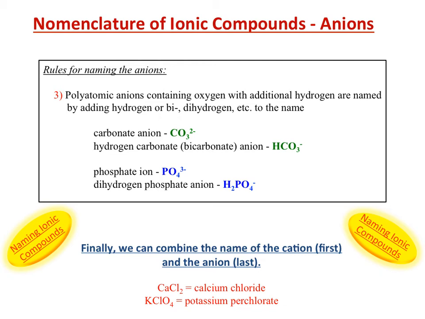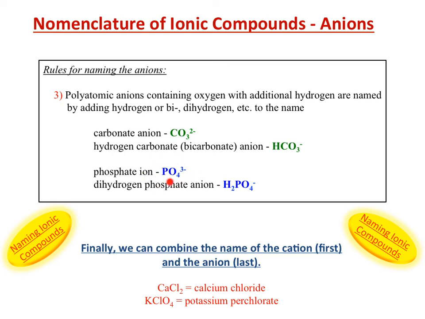Lastly, we have the polyatomic anions that contain oxygen, but they also have additional hydrogens. And we name these by adding the word either hydrogen or we add bi, for a single hydrogen. We then have dihydrogen for 2, trihydrogen, and so forth. So in this case, we have the carbonate anion. And if we add just a single hydrogen to that, where we get HCO3-, for every hydrogen we add, we remove one negative charge, we would now name this as hydrogen carbonate anion. Or alternatively, you could just call it the bicarbonate anion.